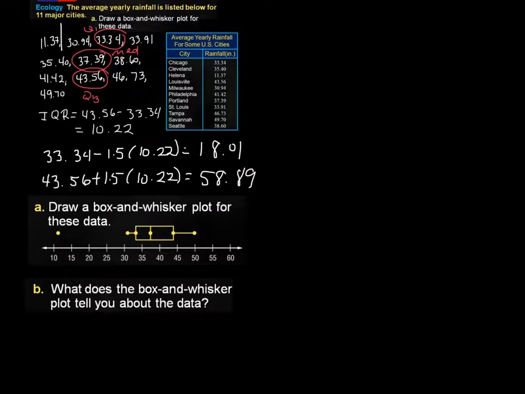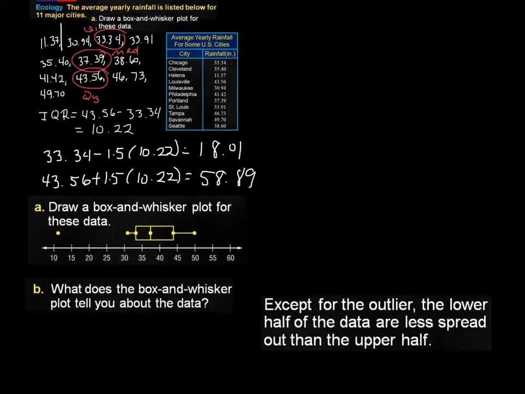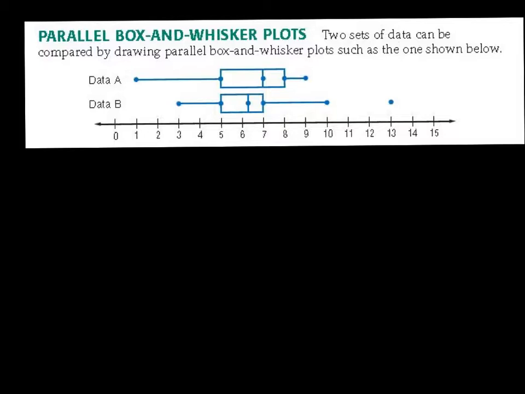What does the box and whisker plot tell you about the data? Except for the outlier, the lower half of the data is less spread out than the other half. It's convenient to compare two sets of data by drawing parallel box and whisker plots such as the one shown below.